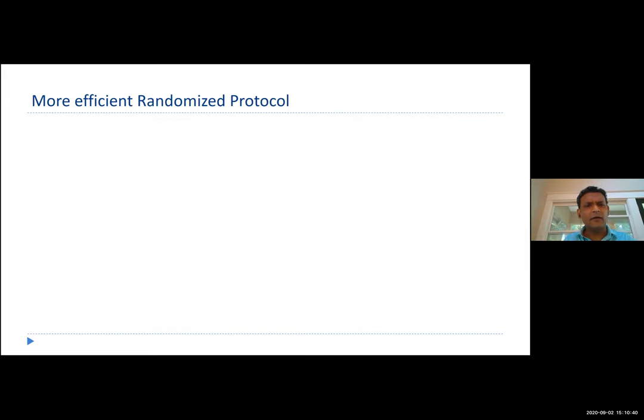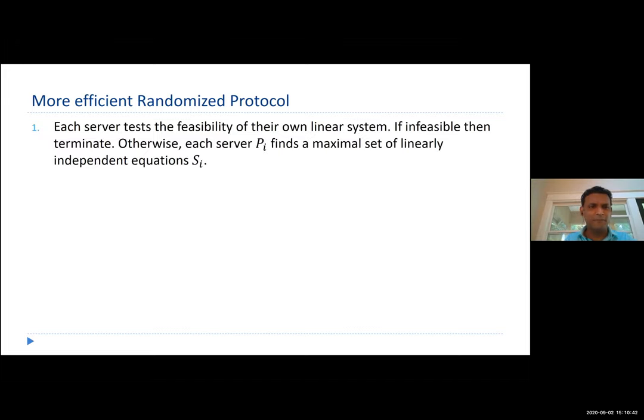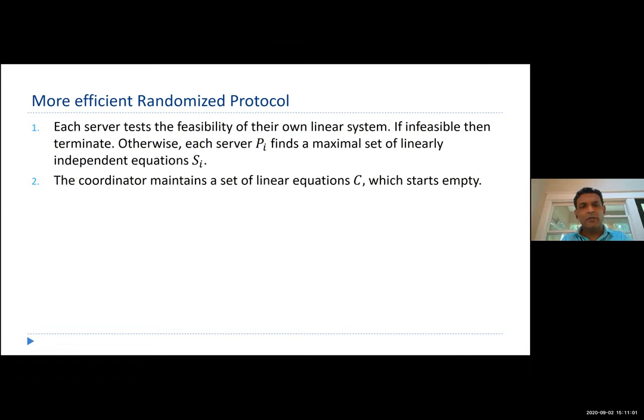Now, here's a more efficient randomized protocol. Each server first tests the feasibility of their own linear system. Great. If it's infeasible, you stop. Otherwise, each server, I'll call it P_i, finds a maximal set of linearly independent equations. So far, no change, but this is all happening internally. Now, only the coordinator is going to maintain a maximal set of linearly independent equations, only the coordinator. It starts empty.